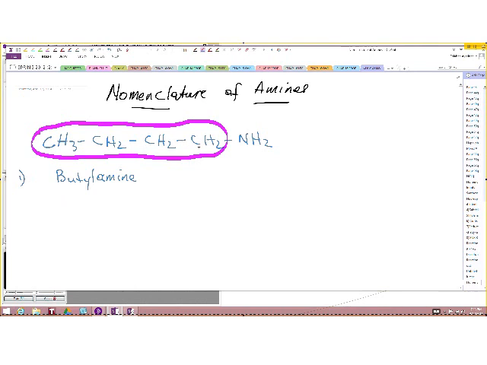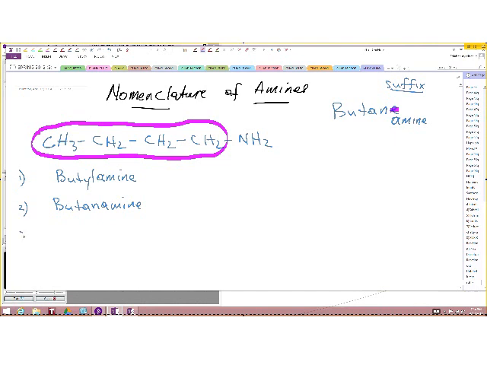Another way in which we can name this is to look for the corresponding alkane name for the alkyl group that is attached to the nitrogen. In this case, the corresponding alkane name will be what? Butane. And so to name this as an amine, you remove the E ending and you add the suffix amine. So this becomes butane amine.